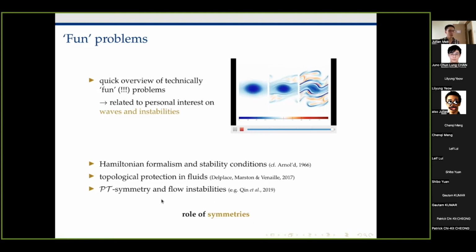I'm going to fly through these three topics, and there's a unifying theme between all of these: symmetries. The symmetries have a very strong role in these.